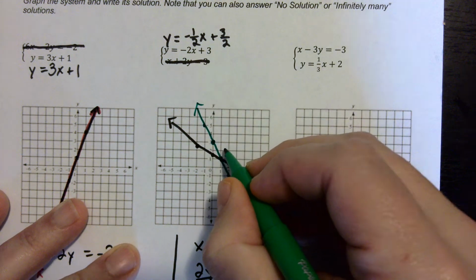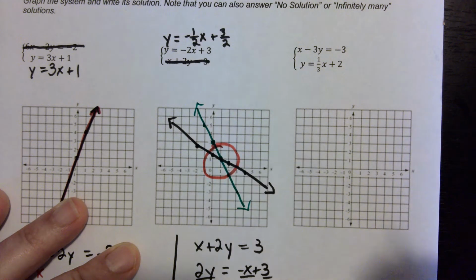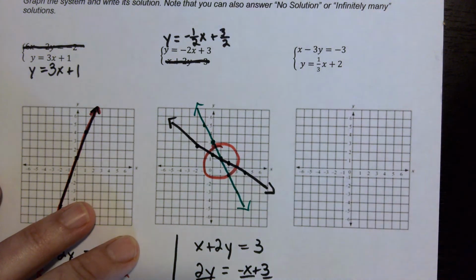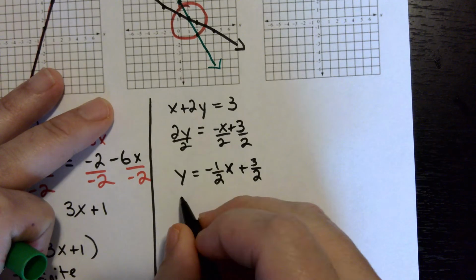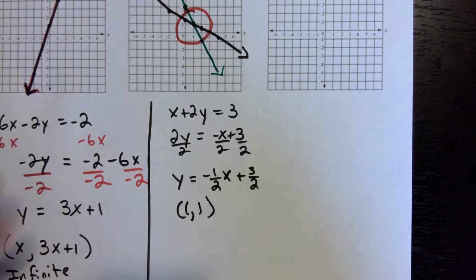Okay, and this right here is our intersection point, right? And it looks like it's 1, 1. Okay, and you can confirm this. Our solution is 1, comma 1, but we want to make sure. So let's pop it into these originals.